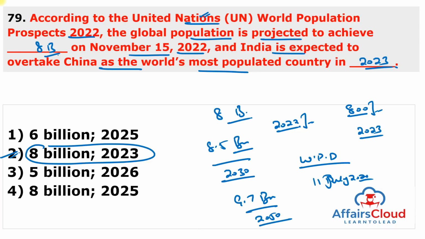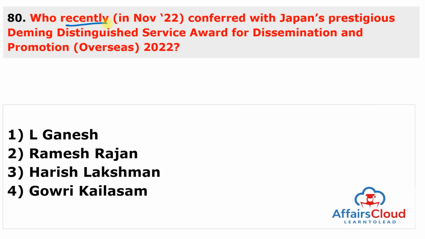Moving to the next question. Who was recently conferred Japan's prestigious Deming Distinguished Service Award for Dissemination and Promotion Overseas 2022? Static question, remember the question as same as in the slide, and this personality is L. Ganesh. The answer to this question is 1. Lakshmi Narayan Ganesh, or L.